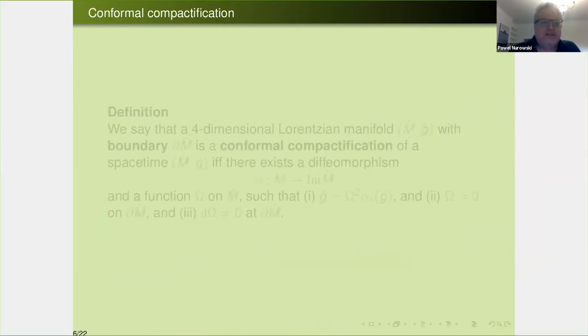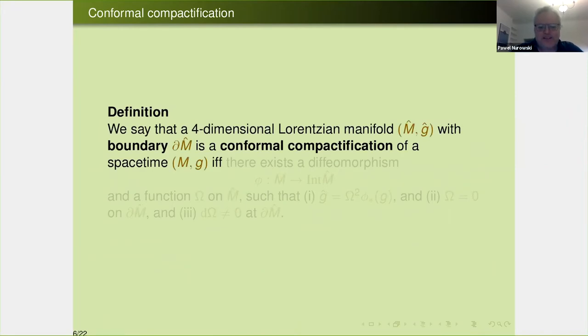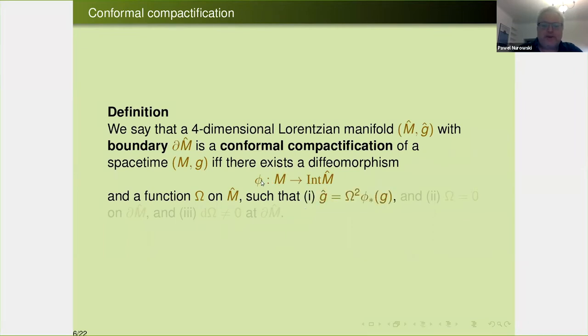And here is the formal definition. So we say that the four-dimensional Lorentzian manifold (M hat, G hat) with boundary is a conformal compactification of a space-time (M, G) if there exists a diffeomorphism from M to the interior of this M hat and a function omega on M hat such that, if you push forward the metric G from M to M hat by means of this diffeomorphism, then G hat is related to G by this conformal scale with omega function on M hat, such that it is zero on the boundary, but its gradient is not zero at the boundary. So, okay, that's the definition.